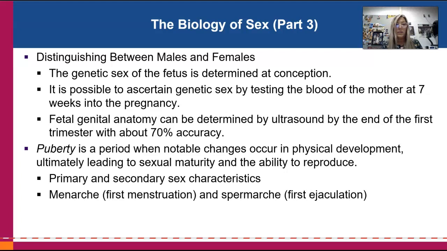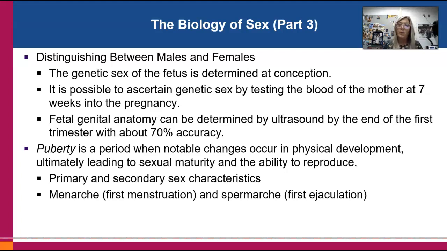All right, so distinguishing between males and females: the genetic sex of the fetus is determined at conception. It's possible to ascertain genetic sex by testing the blood of the mother at 7 weeks into pregnancy. Fetal genital anatomy can be determined by an ultrasound at the end of the first trimester with about 70% accuracy. That's why a lot of people want to find out if they're having a boy or girl. So usually they get tested at about 20 weeks, or about 4 months.